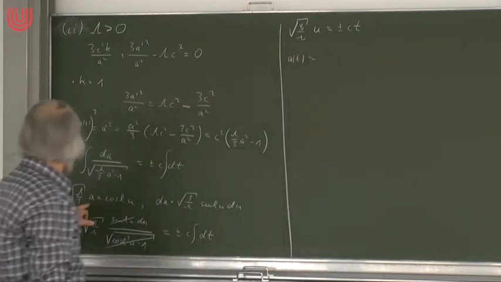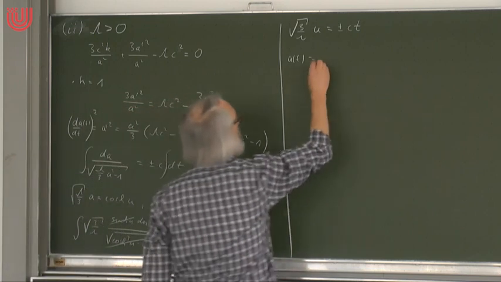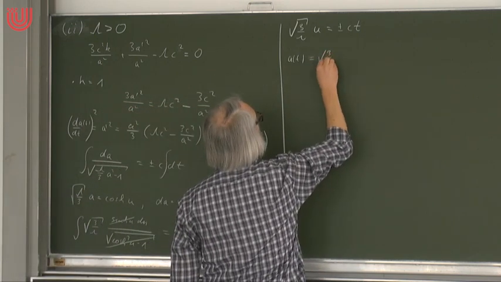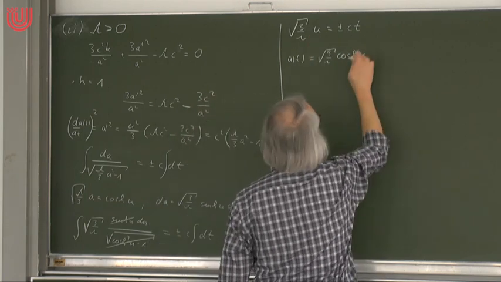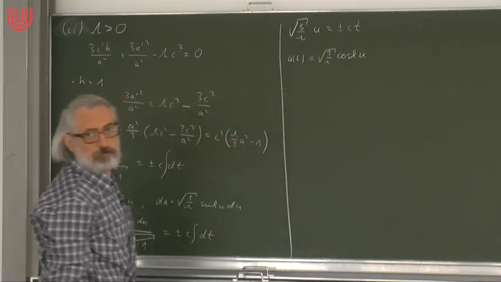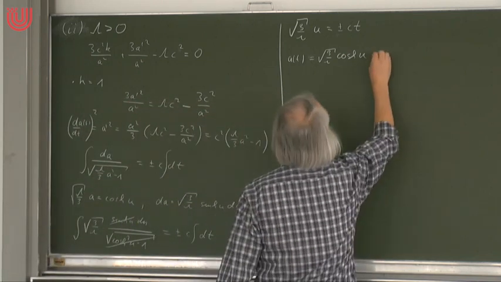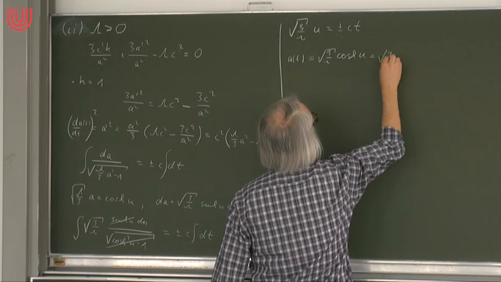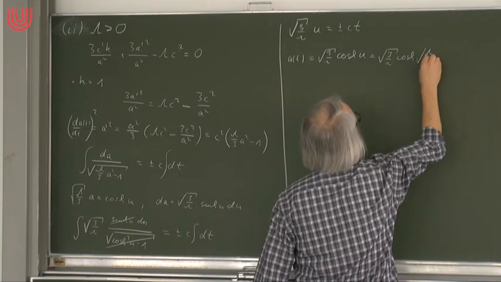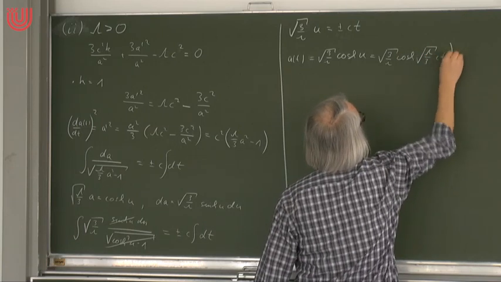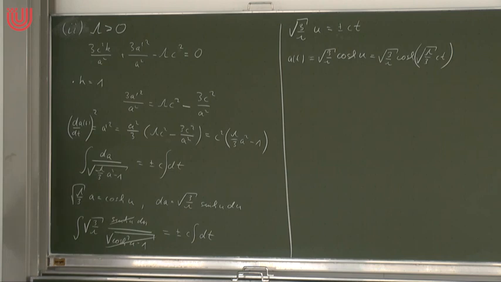What was our substitution? A was root 3 over lambda times cos, and we have calculated what the cos is. Under the cos, the plus or minus sign doesn't matter, because cos of plus something is the same as cos of minus. So I can forget about the plus minus sign. And I just get, this comes to the other side, root lambda third ct. That's the solution. That's our scale factor.